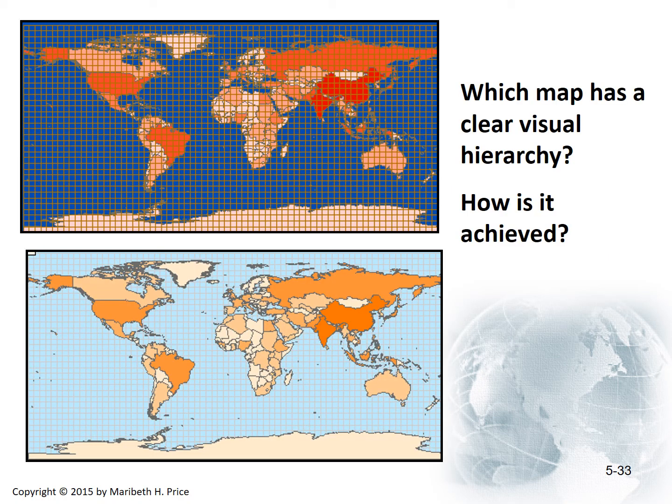Visual hierarchy has to do with what's in front. The one on the top makes it look like the grid's important because it's over top of everything, where on the one on the bottom, the grid is a tertiary concern at best, and most likely it's really not even noticed.